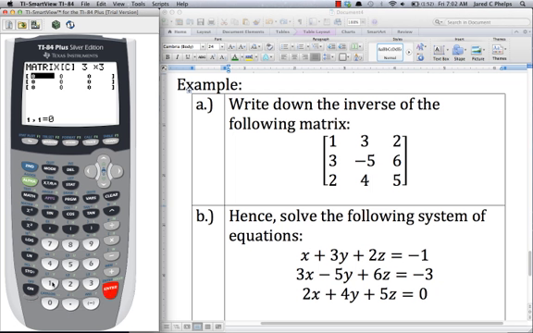So, 3x3 matrix, I'll put these guys in. 1, 3, 2, 3, -5, 6, 2, 4, 5. Alright, so I've got that guy in there.